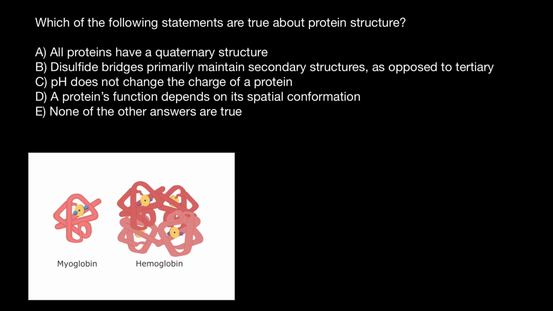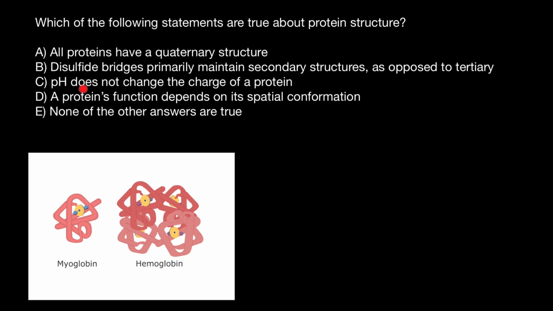Now let's check the second statement. Disulfide bridges primarily maintain secondary structures as opposed to tertiary. Secondary structures are made by hydrogen bonding and also hydrophobic and hydrophilic interactions, and disulfide bridges can also stabilize secondary structures, but their main role is in the stabilization of the tertiary and quaternary structures of proteins.